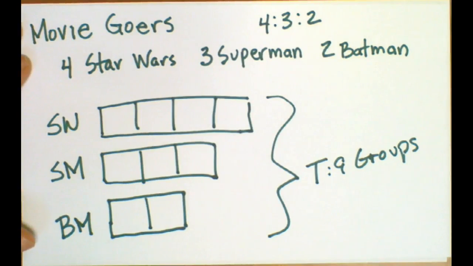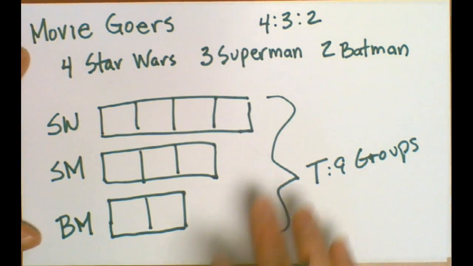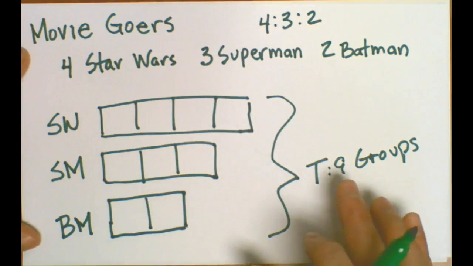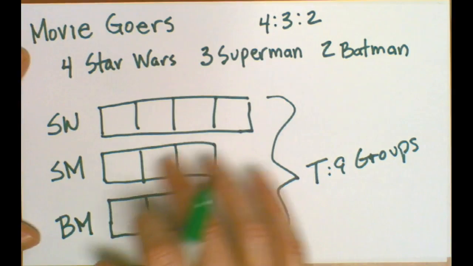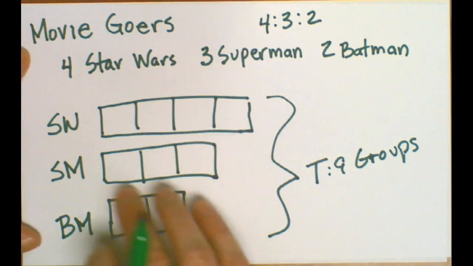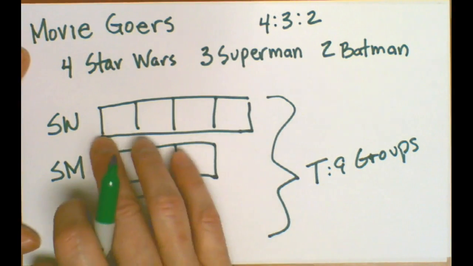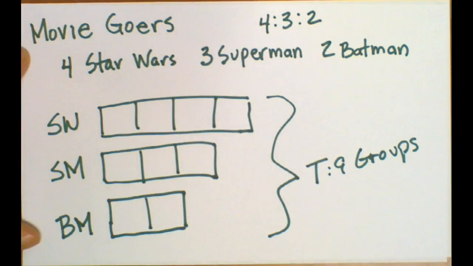But I could also solve this by being given the total. Now I want that total to be a multiple of 9. So let's say 81 total people went to the movies. Okay, how many people went to see Batman? Well, there are 9 total groups. 81 divided by 9 is 9, so that would put 9 in each box. 18 went to see Batman, 27 Superman, 36 Star Wars.